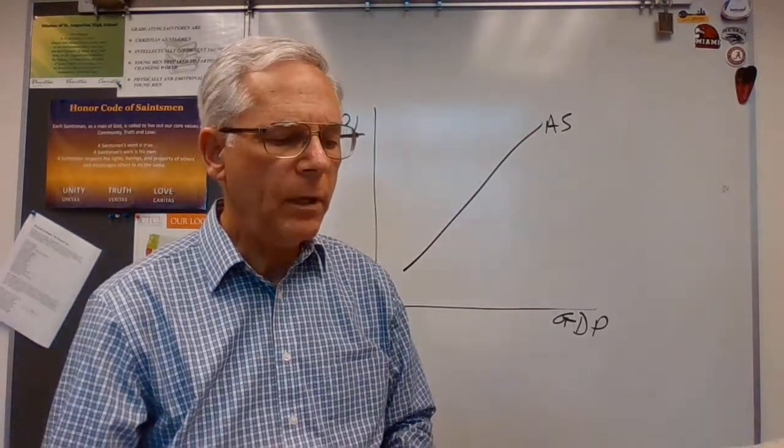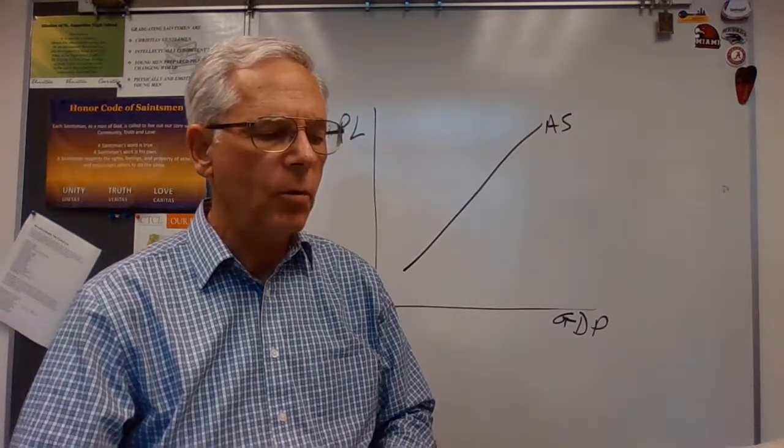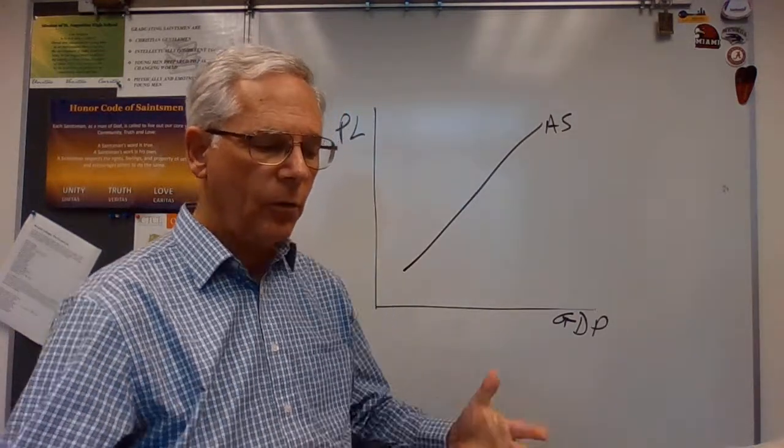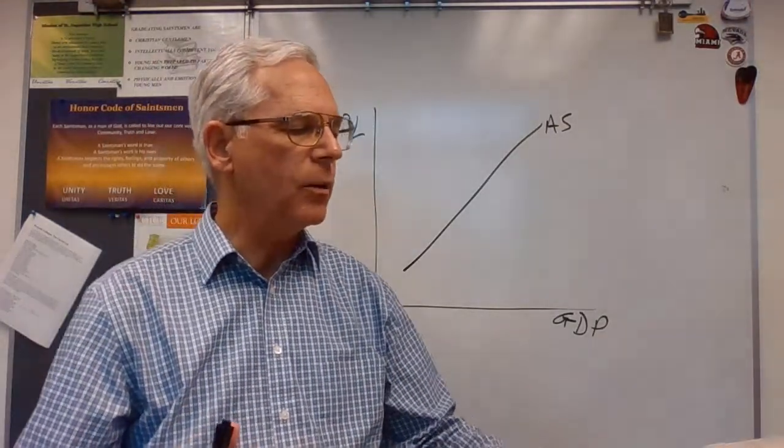It slopes upward because with input prices fixed, changes in the price level will raise or lower real firms' profits. So they're going to make more stuff. So that's the aggregate supply in the short run.